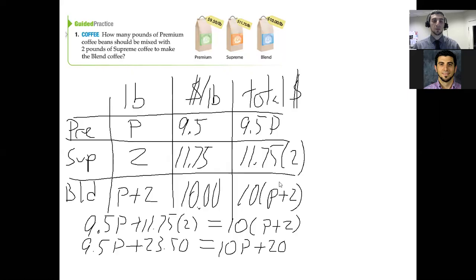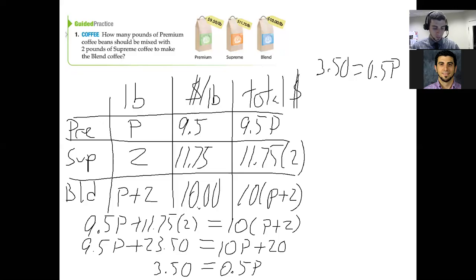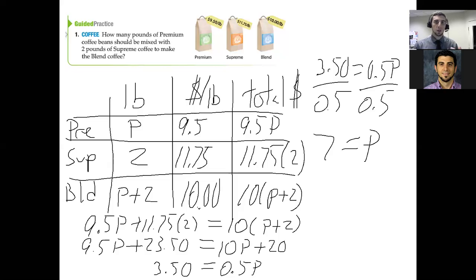Now I'm going to do 2 steps at one time. I'm going to subtract 20 from both sides, which is going to give me 3.50. And then I'm going to subtract the 9.5P from both sides, which is going to give me 0.5P. Let me write that up here. 3.50 equals 0.5P. Divide both sides by 0.5. And P equals 7. Now, you have to explain, what does that 7 mean?